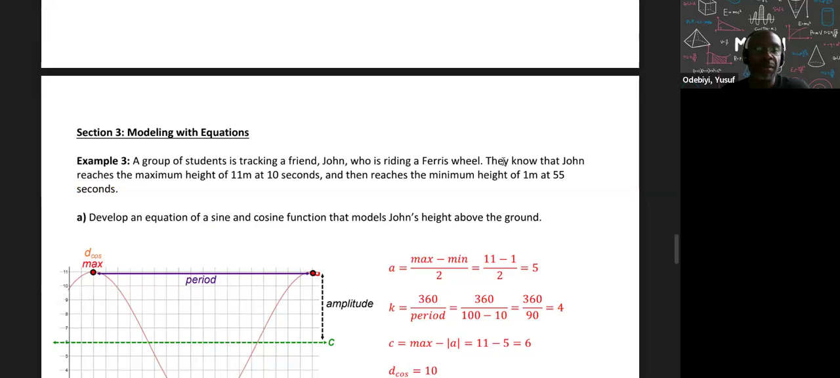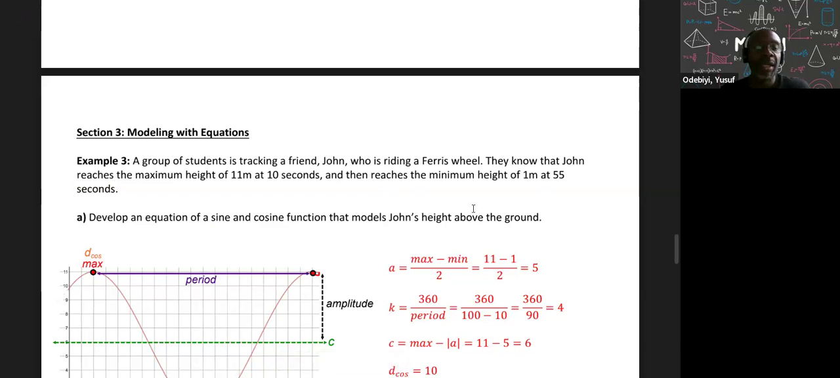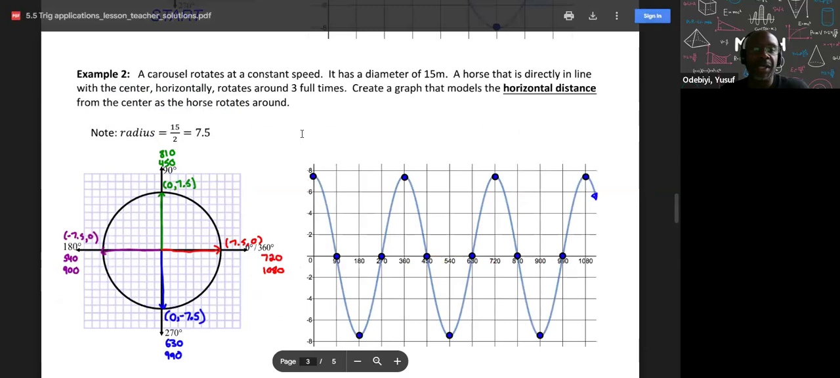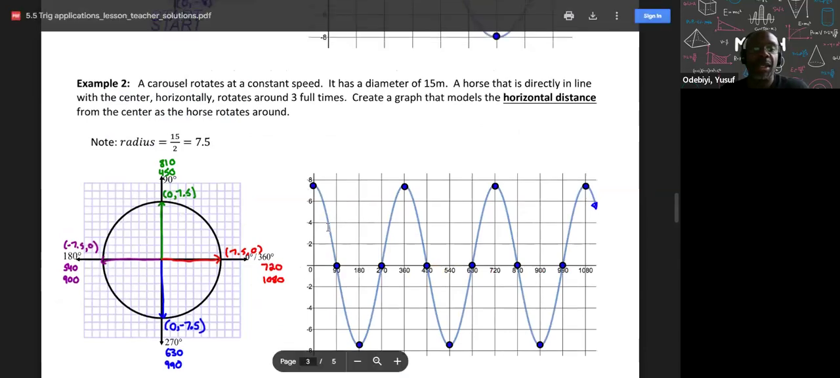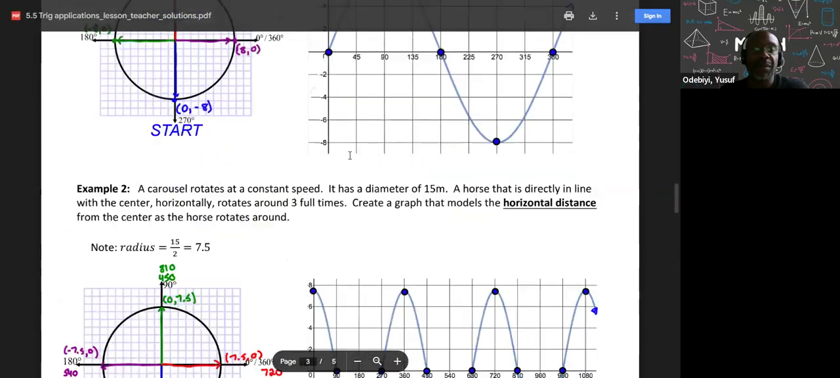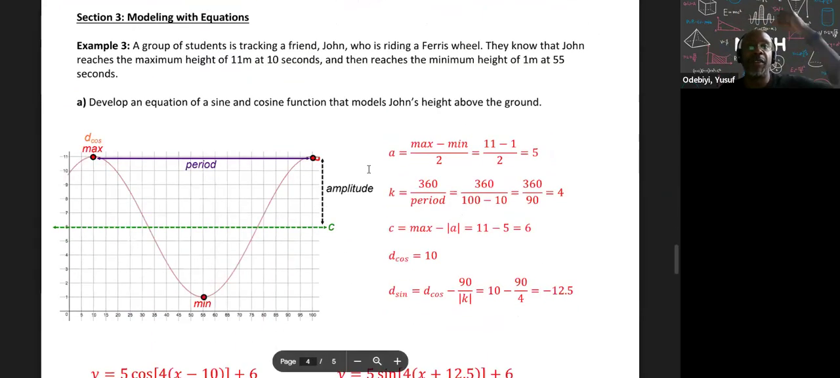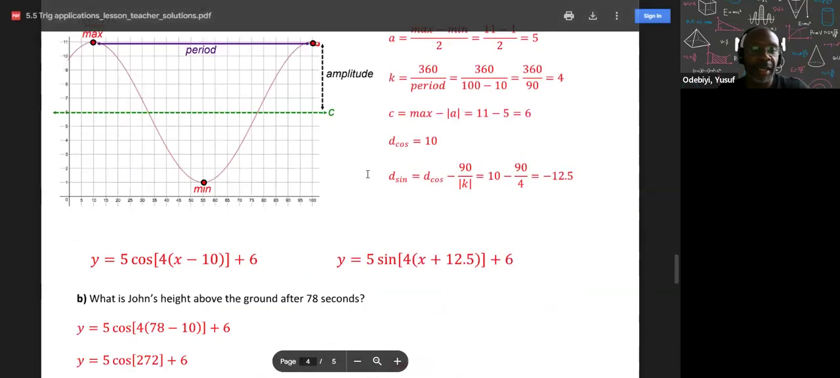Now, since you're looking at a Ferris wheel, it is vertical, right? This one here was not a Ferris wheel. This is a carousel, which is horizontal. So if you're doing vertical, I'm going to use a sine graph. A Ferris wheel goes like this, a carousel goes like this, like a pony carousel if you go to Canada's Wonderland. Since we're talking about a Ferris wheel going vertically, we're going to use a sine.